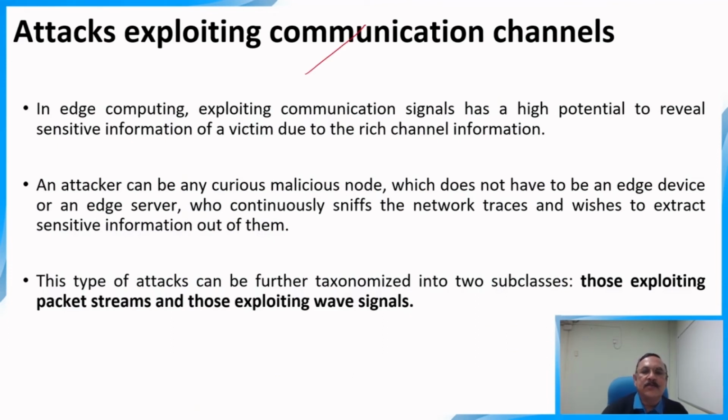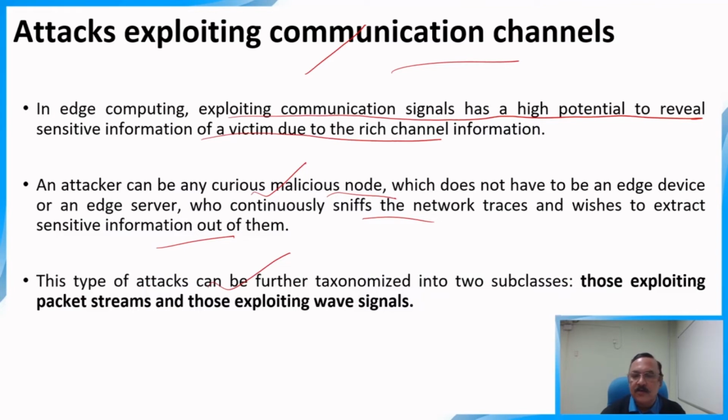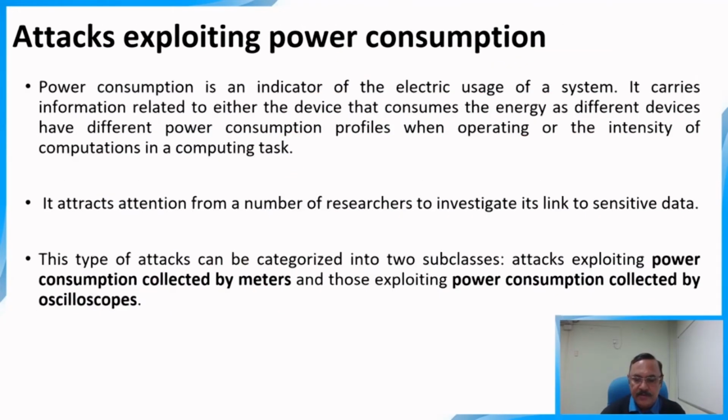Attacks exploiting the communication signals in edge computing have a high potential to reveal the sensitive information of a victim due to the rich channel information. The attacker can be any curious malicious node, which does not have to be an edge device or an edge server, that continuously sniffs the network traces and wishes to extract sensitive information out of them. This type of attack can further be taxonomized into two subclasses: those exploiting the packet streams and those exploiting the wave signals.